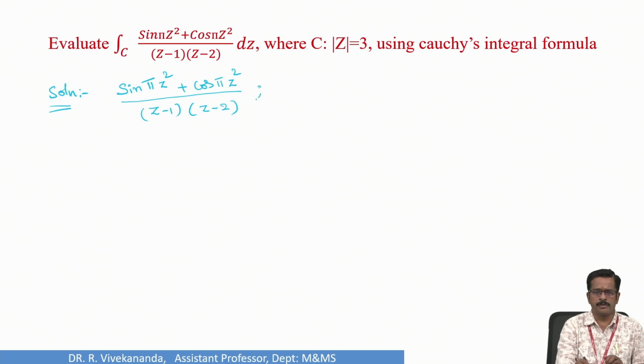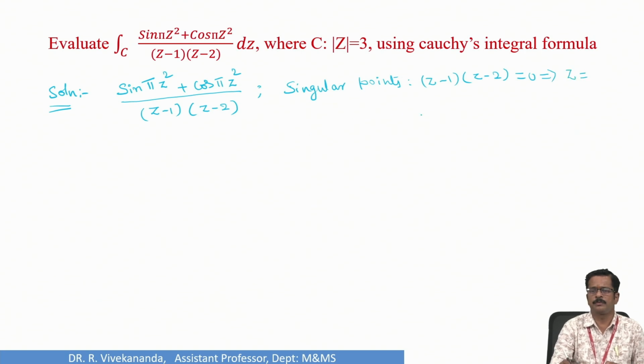Okay, this is the given function, the integrand function. Here we find the singular points. Singular points means you just equate the denominator to 0. z minus 1 into z minus 2 is equal to 0. That implies z equals 1, 2. You will get these as the singular points.